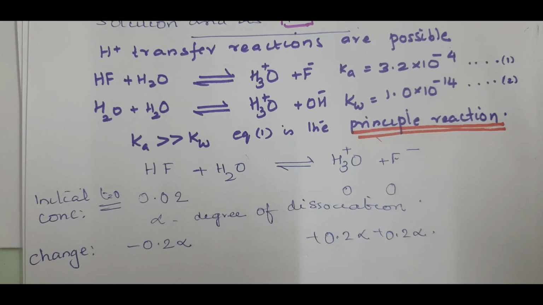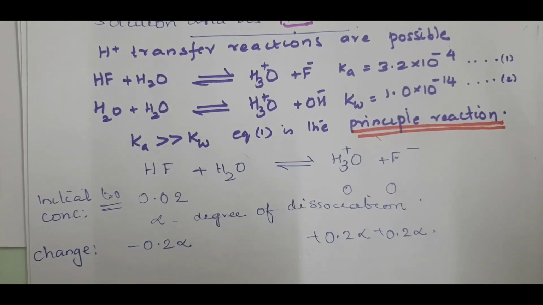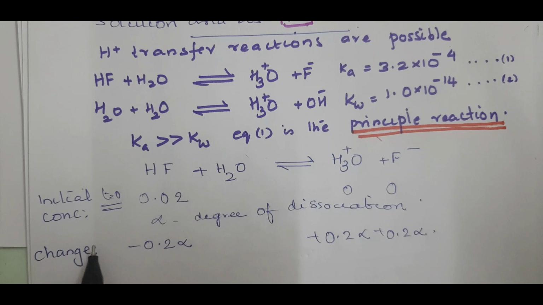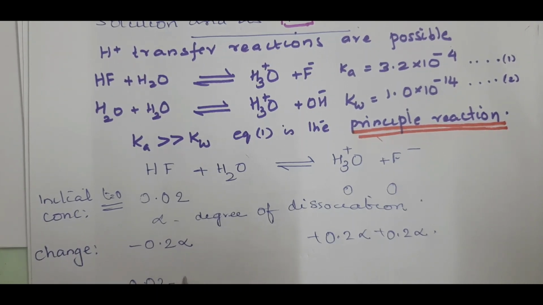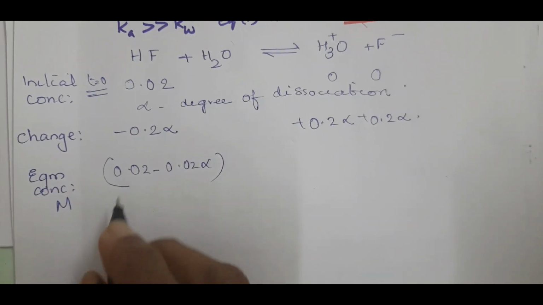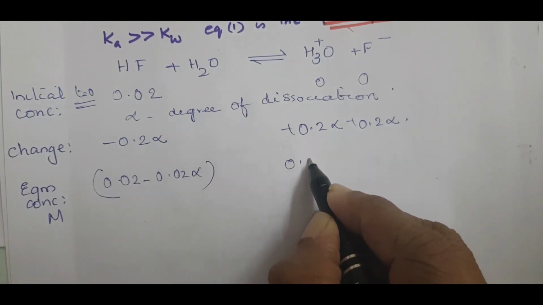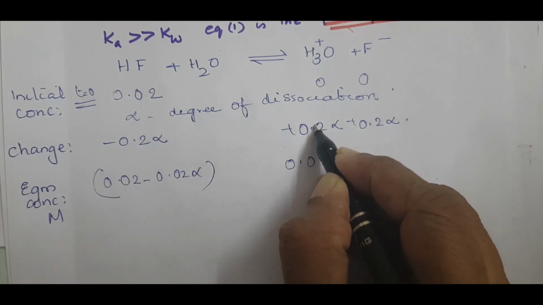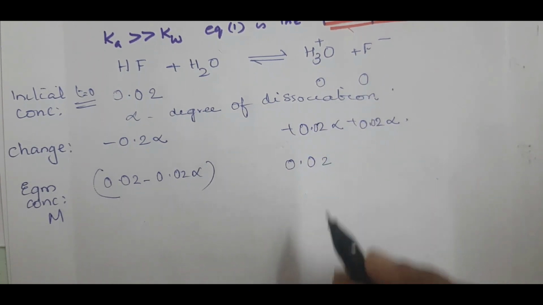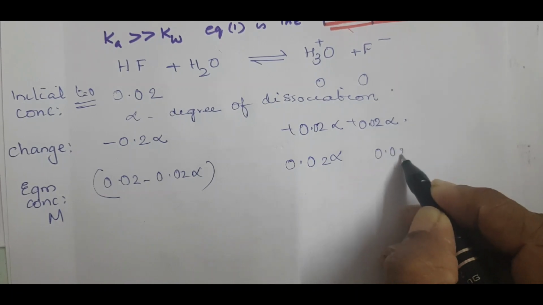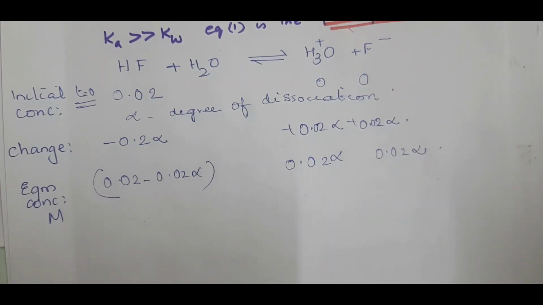Is it clear? Okay. Now at equilibrium, what we have derived in the last session, the equilibrium concentration in molarity, is 0.02 minus 0.02 alpha. Okay, equilibrium concentration in molarity, 0.02 minus 0.02 alpha. Here it is 0.02, I'm really sorry. So it is 0.02 alpha, and here also it is 0.02 alpha. Is it clear? Okay.